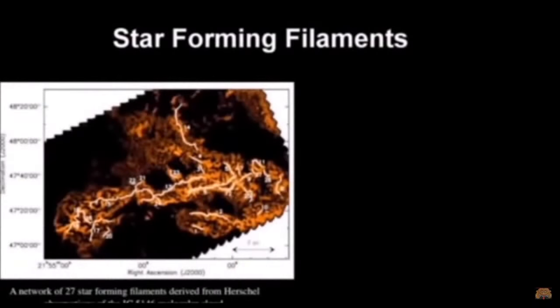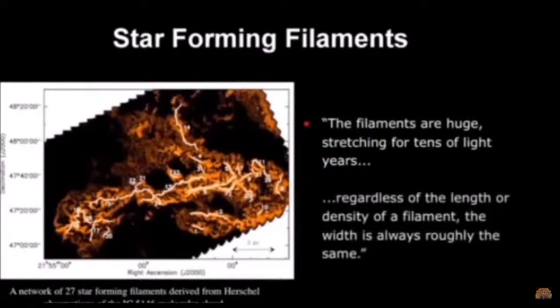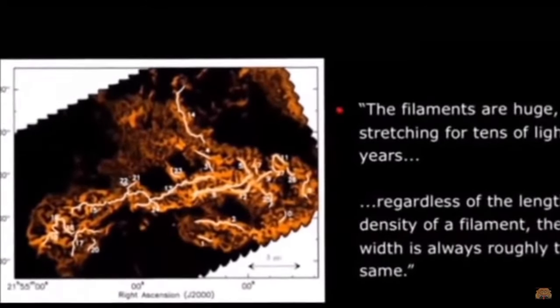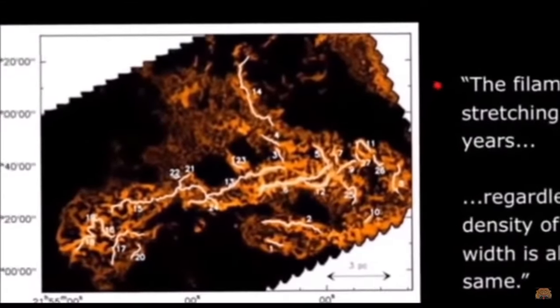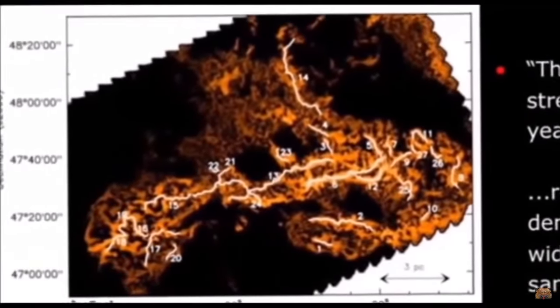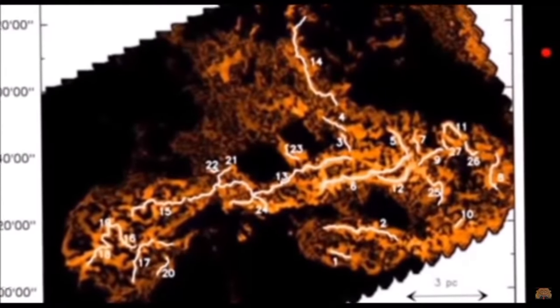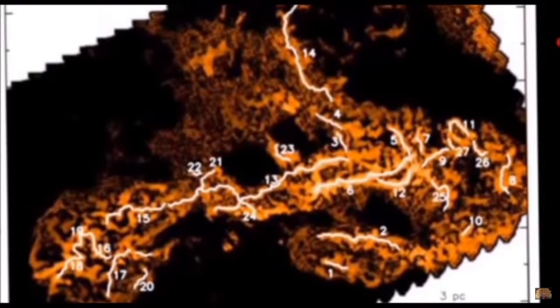There was a subsequent paper which examined some of these filaments in more detail, and here's the quote from that paper. "The filaments are huge, stretching for tens of light years, and regardless of the length or density of a filament, the width is always roughly the same." That's like cloud-to-cloud lightning. But the explanation of the astronomers is that all of these kinks are caused by exploding stars. So I asked the question, where are these exploding stars? And shouldn't there be some sort of radial curvature associated with those filaments? Instead of that, it has the same kind of tortured path of lightning. And the stars form along those filaments.